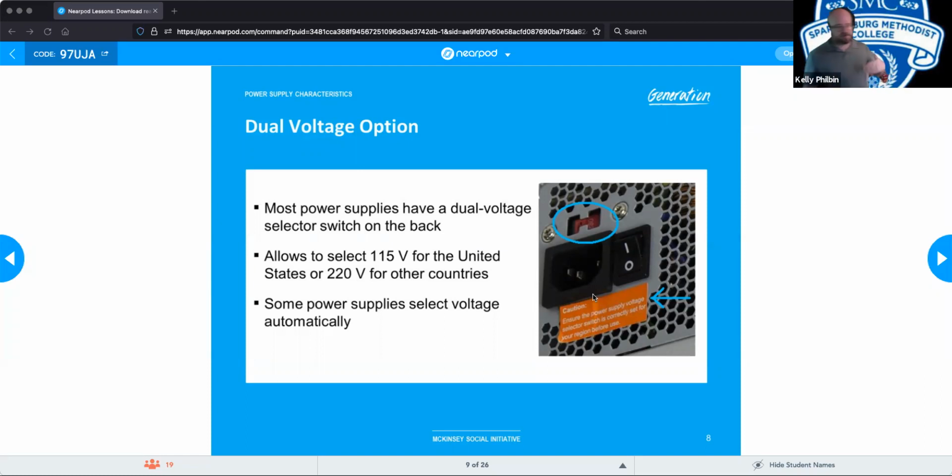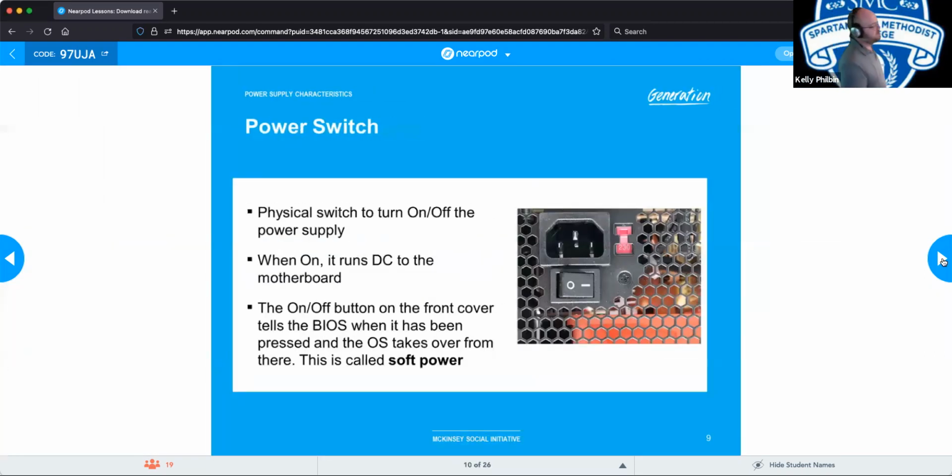The computers and monitors themselves, as well, use 3-prong plugs. And then you have your 110/220 selector, and then your kill switch as well. All right. We just talked about it. It's a physical switch to turn the power supply itself on and off.